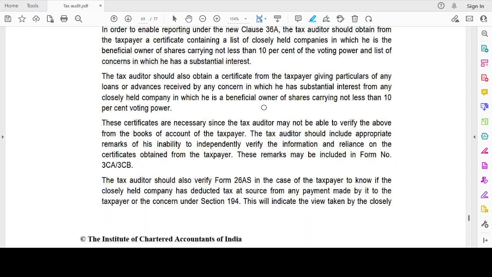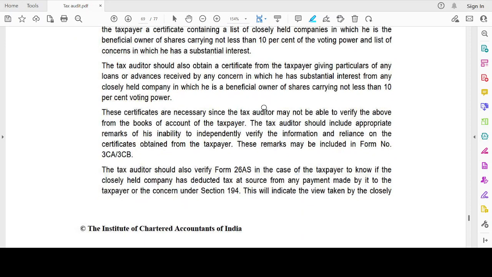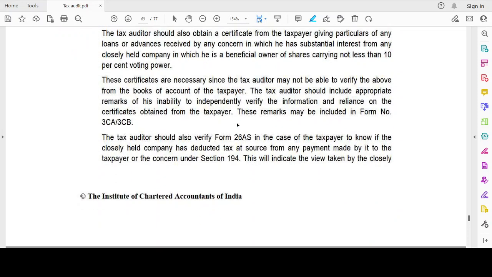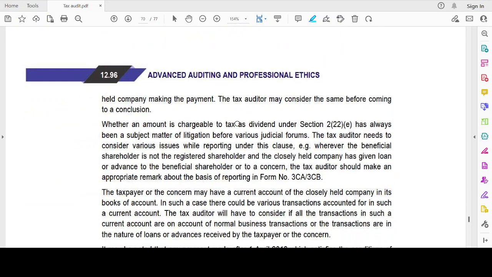Obtain the taxpayer certificate containing a list of closely held companies in which the beneficial owners of shares hold not less than 10% of voting power, and the list of the concerns in which it has substantial interest. Now, whether an amount is chargeable as dividend under section 2(22)(e) has always been the subject matter of litigation before various judicial forums. The tax auditor needs to consider various issues while reporting under this clause.